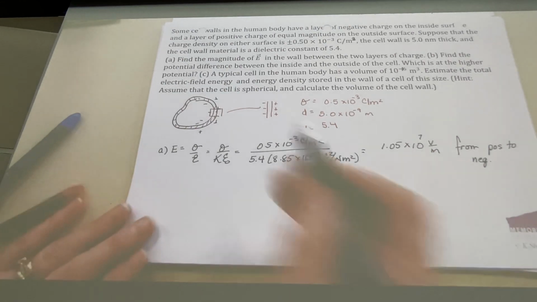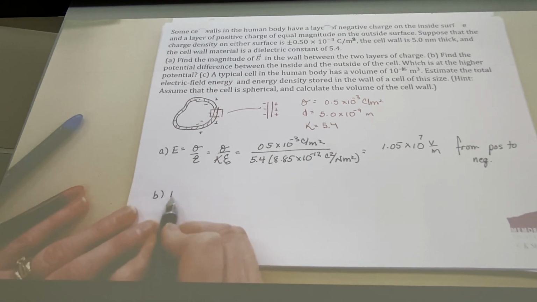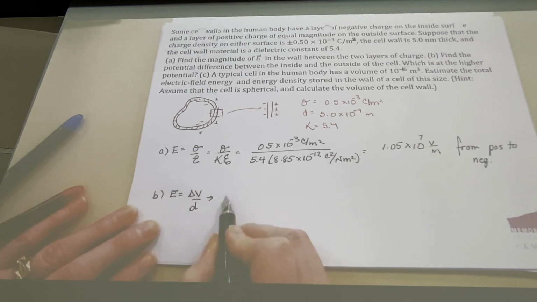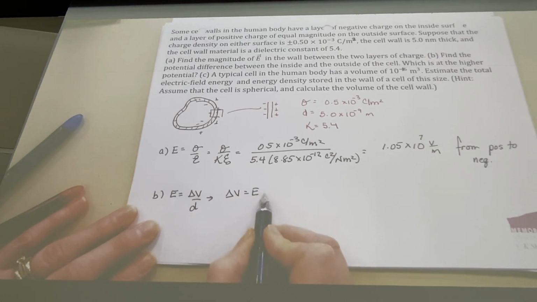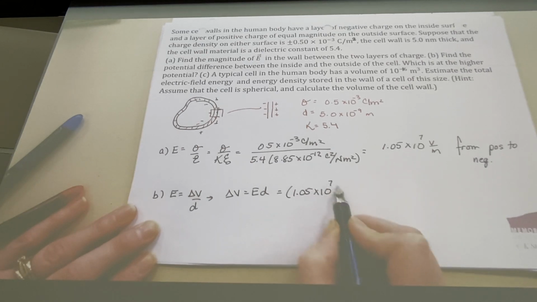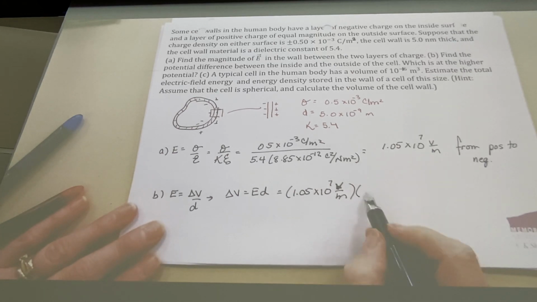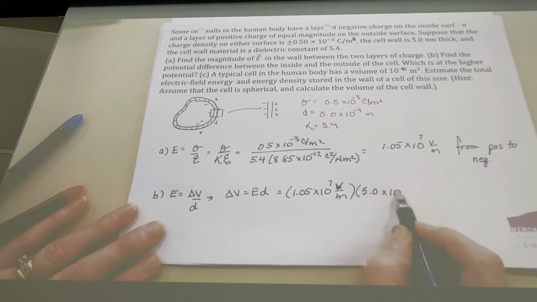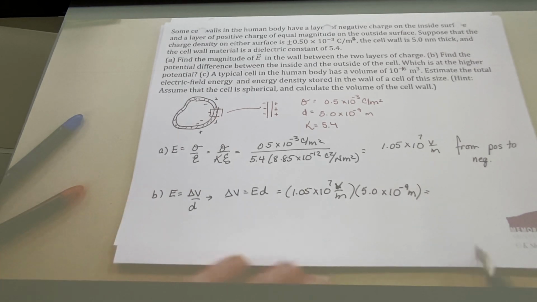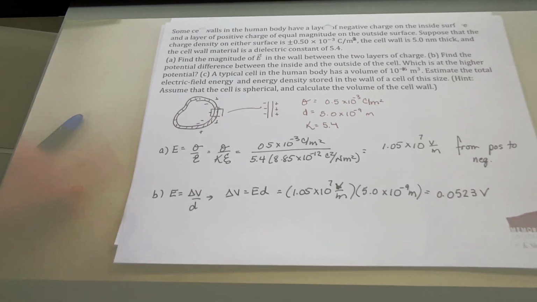So next, part B, find the potential difference. Well, our potential difference is related to our electric field because E is delta V over D. So delta V is E times D. So the potential difference we just found times the plate separation or the wall separation, 5 times 10 to the minus 9 meters. So the potential difference is 0.0523 volts.